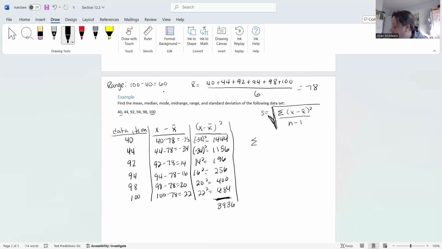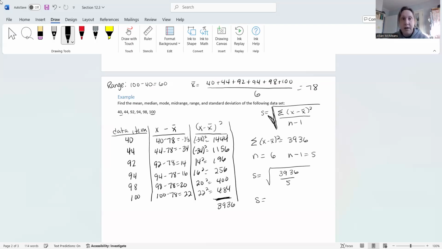So far, the sum of the data items minus the mean, squared, is 3936. We need to figure out what n and n minus 1 are. n is the number of data items in your set. We had 6 data items here, so n minus 1 would be 5. So for the standard deviation, the numerator is 3936, and we want to divide by 5.